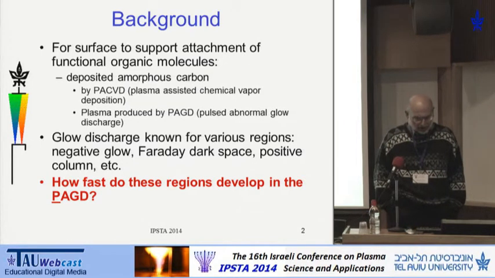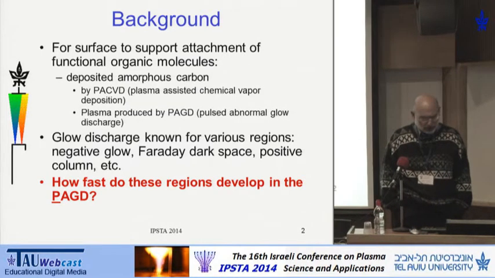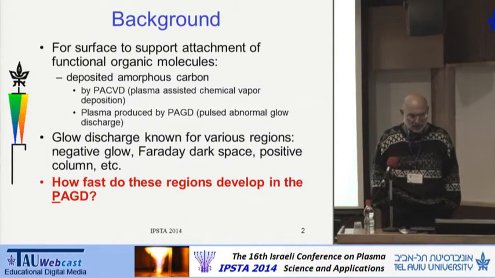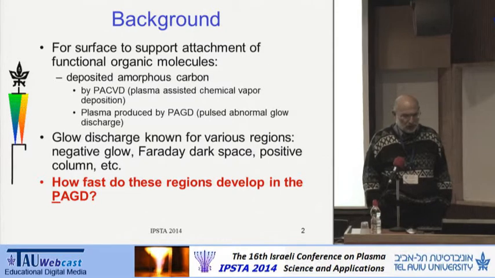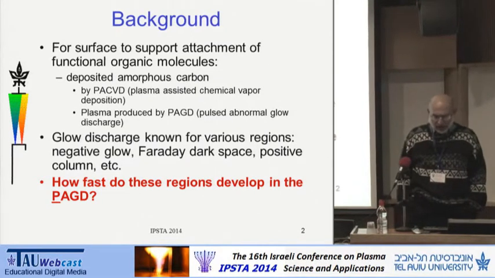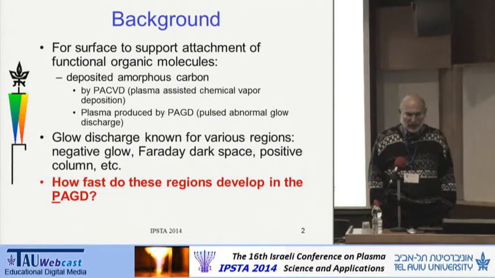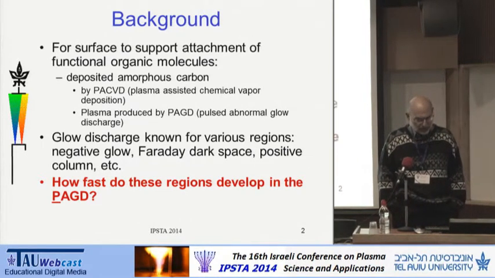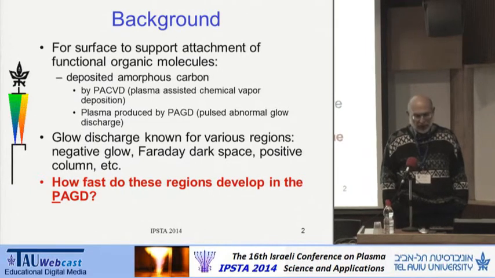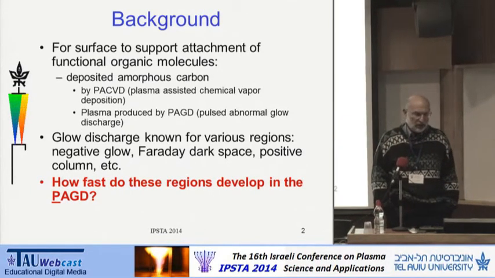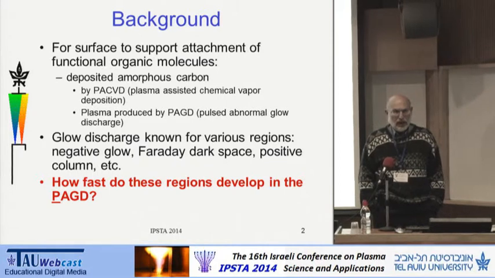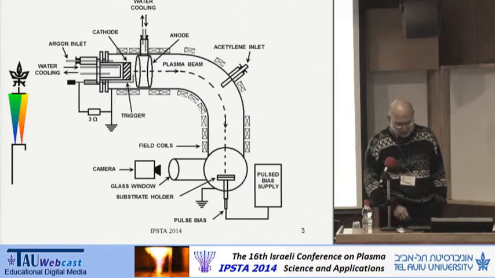And a surface which can do this is amorphous carbon, and a way of producing it is by means of plasma-assisted chemical vapor deposition, or PACVD. And one way of performing the PACVD is to use a pulsed abnormal glow discharge. And these glow discharges are known for having various regions, the negative glow, Faraday dark space, positive column, etc. But when this is done in a pulsed environment, the question is, how quickly do these various regions form?